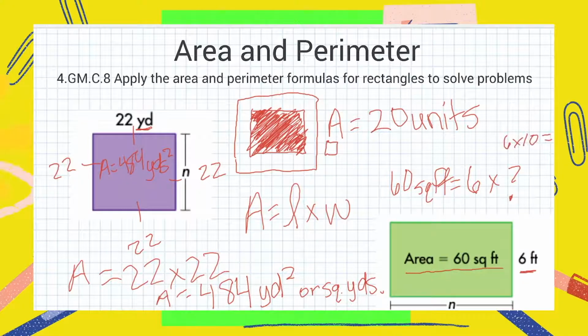6 times 10 equals 60. So that means the length of this figure, the length of this side, is equal to 10 feet. And I can check that by multiplying the length times the width. 10 times 6 equals 60. Very good. And that checks out with my area.